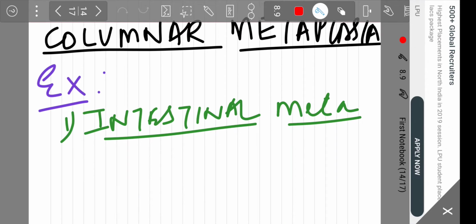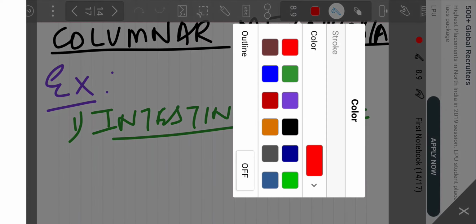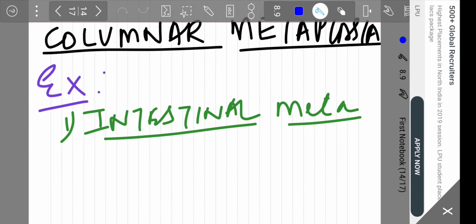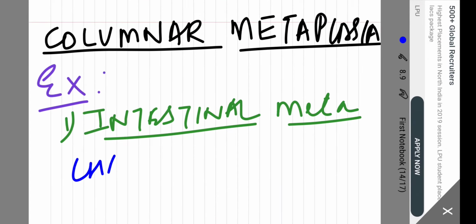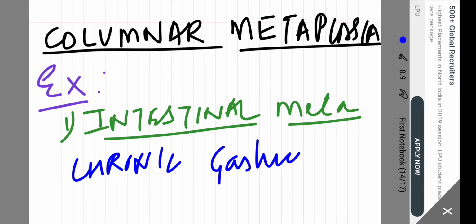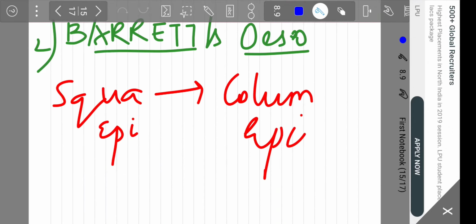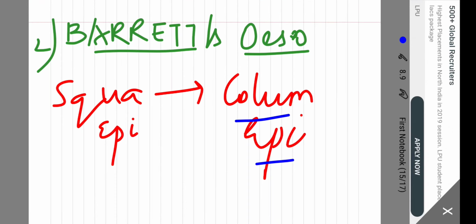In columnar metaplasia, there are several conditions in which there is transformation to columnar epithelium. The common examples are intestinal metaplasia, which is seen in chronic gastric ulcer. Then, in Barrett esophagus, the normal squamous epithelium is converted into columnar epithelium.